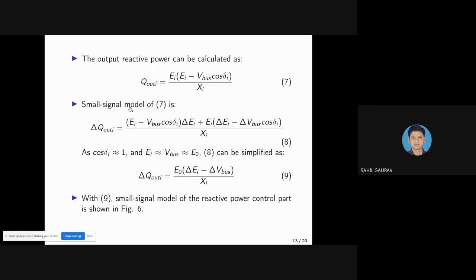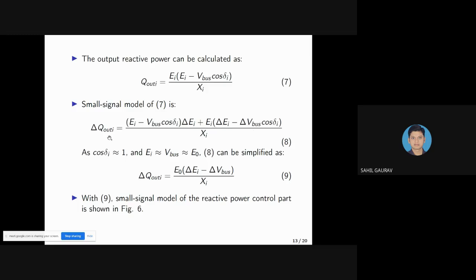If we do the small signal analysis of this equation number 7, we take the differential: delta Q out i equals (E minus V bus cos delta i) times delta Ei. As Xi is constant, it is written as it is, and the numerator will change. So first we differentiate this part with Ei, giving delta Ei, and this other part remains as it is; then differentiating again we get delta Ei minus delta V bus cos delta i.